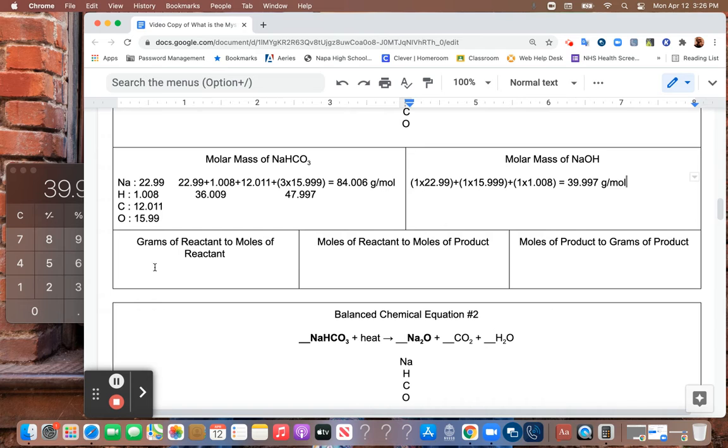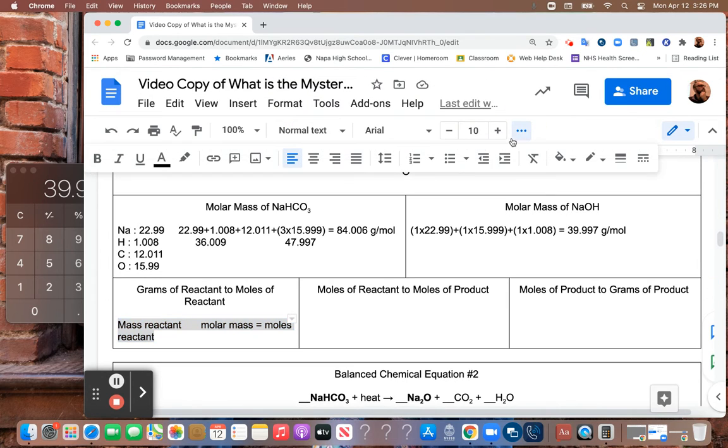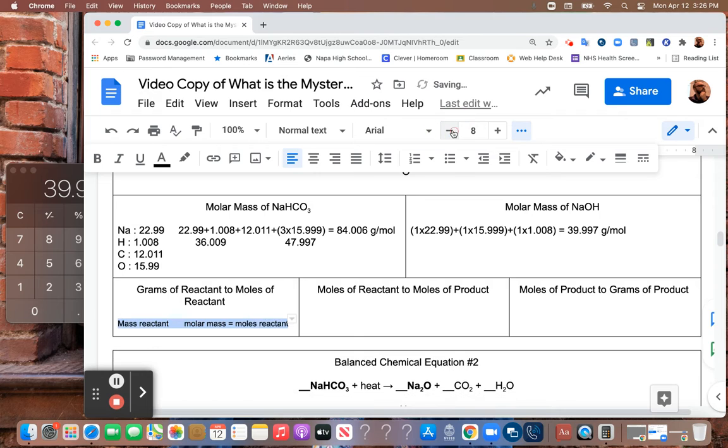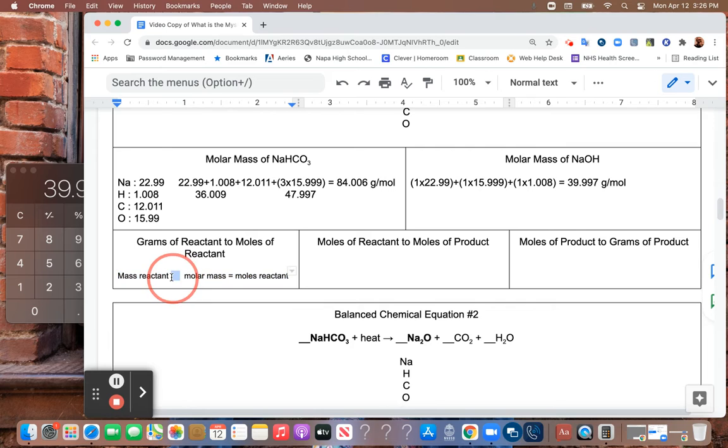Next step, grams of reactant to moles of reactant. And here's the thing. You're going to start with the amount of reactant. This is something you calculated in your lab. So mass reactant. Then we're going to do something to it using the molar mass, and that is going to equal the moles of reactant. All right, let's go ahead and make that text size a little smaller so it actually fits. There we go.